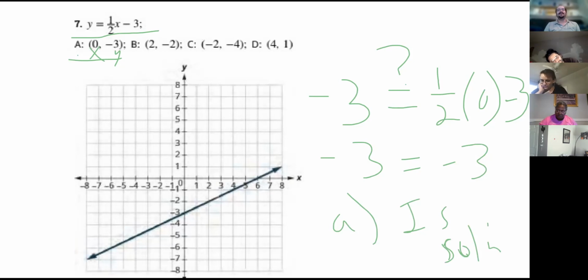Is that a point on the line? Yes. Yes, it's on the line. Right there. Yeah. 0, minus 3 is a point on that line. Okay.